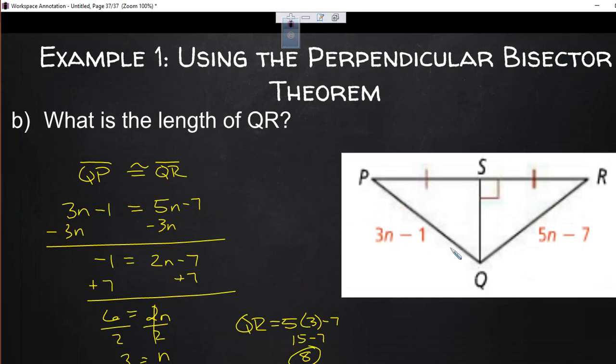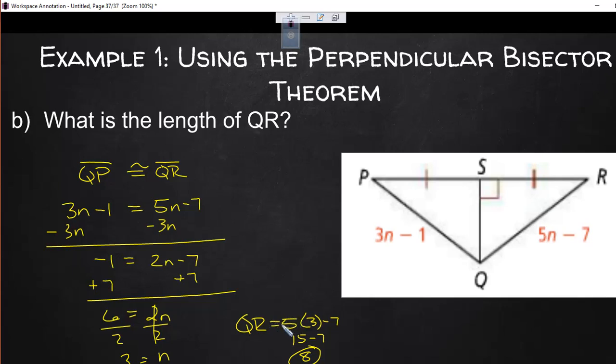So we know that QP is congruent to QR because this is the perpendicular bisector. QS is the perpendicular bisector of PR. So we know that they're congruent, so we can take 3n minus 1 equal to 5n minus 7. Solve for the variable n. That's going to give us that n is equal to 3.